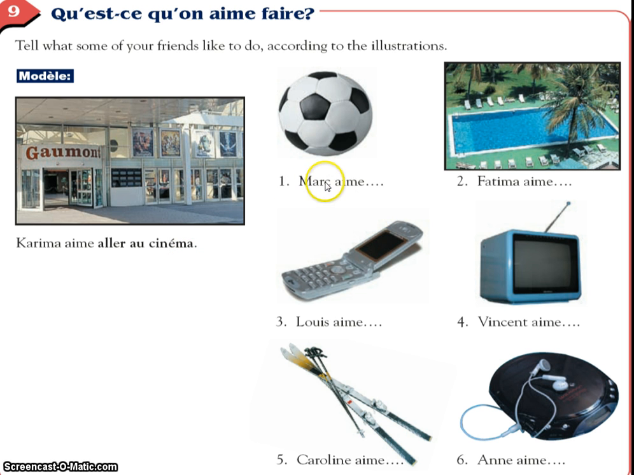And the first one, Marc. We learned that in class. You know exactly what the soccer ball represents. What type of sport is that? Fatima, you know what swimming is. Louis, you know what this is. Pretty simple. I'm not going to give the answer for the first one. So do it and turn it in and make sure you write complete sentences.